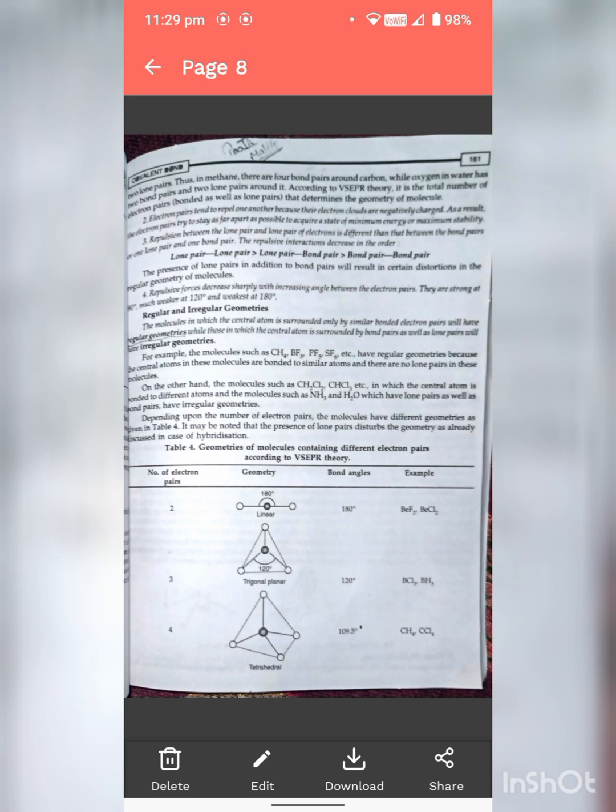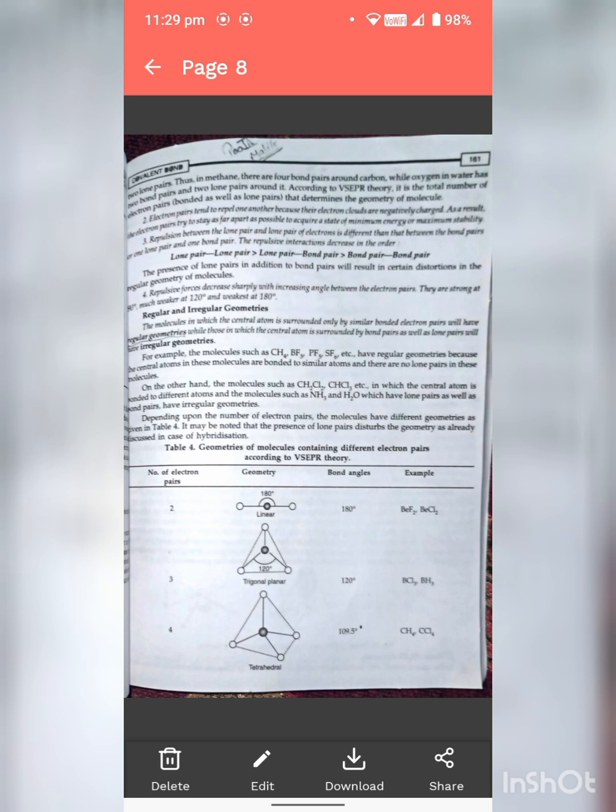Repulsion between a lone pair and a lone pair of electrons is different from that between two bond pairs or one lone pair and one bond pair. The repulsion interaction decreases in the order.